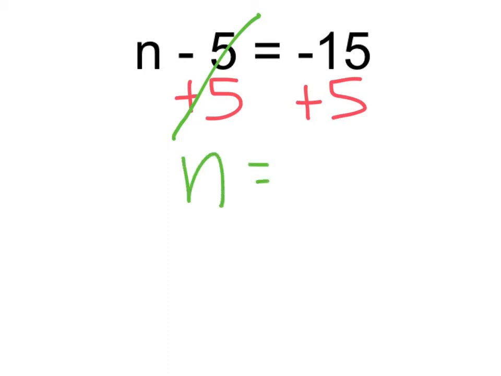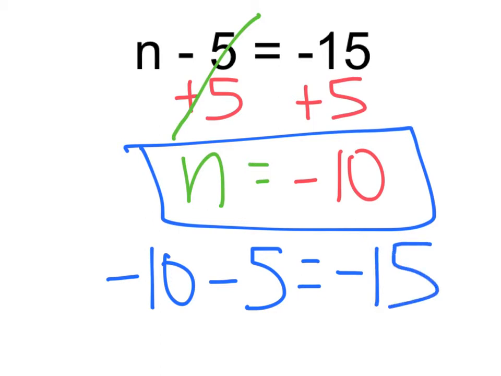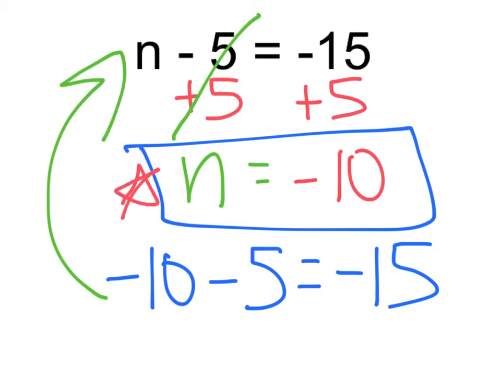So n is equal to what? Negative 15 plus 5 is negative 10. This is our answer, but now we need to see if this is actually correct. So now what I'm going to do is write negative 10 minus 5 equals negative 15. I'm simply rewriting this equation up here. And is this correct? Negative 10 minus 5 equals negative 15? Yup, it sure does. So this is our answer.